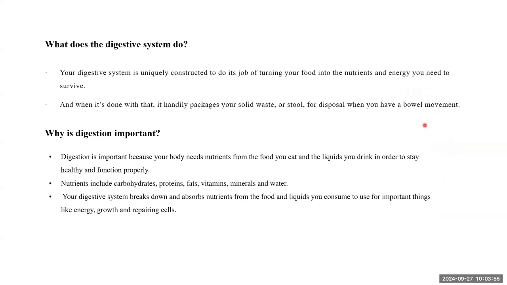So what does the digestive system do? The digestive system basically has one job: turning your food into the nutrients and the energy you need to survive. If you take one bread or one egg or one steak, how does that steak go into your body and provide energy to your body?